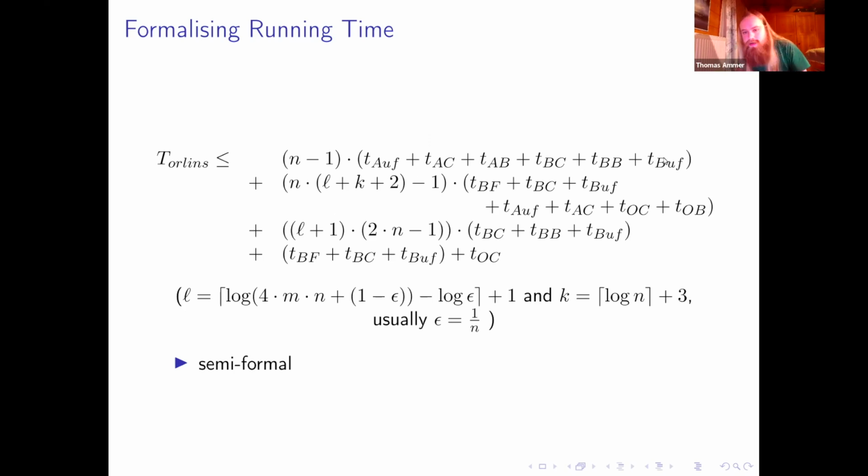And because those times here are just assumed, and because the fact that those functions we defined model the running time of the algorithm is only visible to the Isabelle user at an informal level, the argument that was formalized is more kind of semi-formal. So the interesting stuff, or the more complicated parts of the argument, were formalized, but the fact that this is a running time bound for Orlin's algorithm is only visible at an informal level.